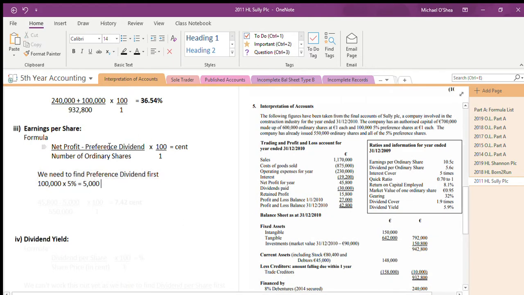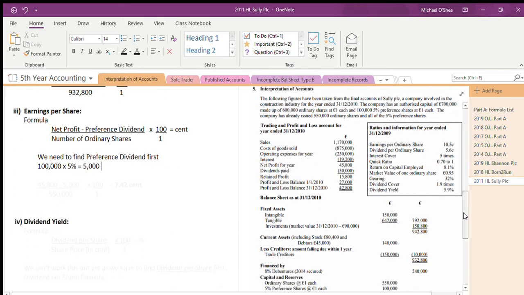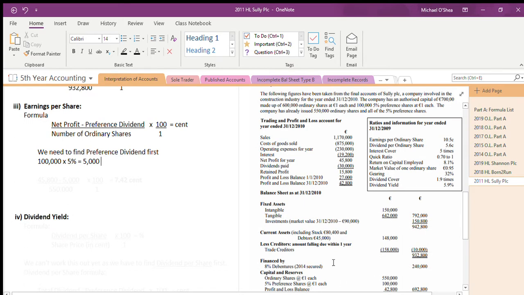So that's 5,000. 100,000, 5% is 5,000. I now know my net profit is here, 45,800, and my number of ordinary shares is what's given in the question, 550,000. So net profit minus preference dividend, 45,800 minus 5,000, divided by the 550,000 ordinary shares multiplied by 100 over 1, 7.42 cent. It has to be in the unit again. That's my earnings per share.